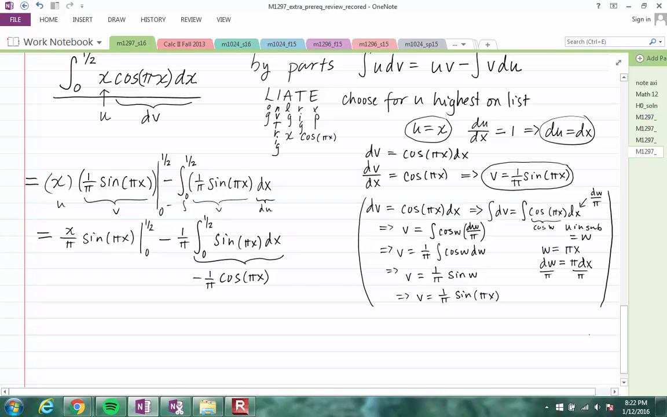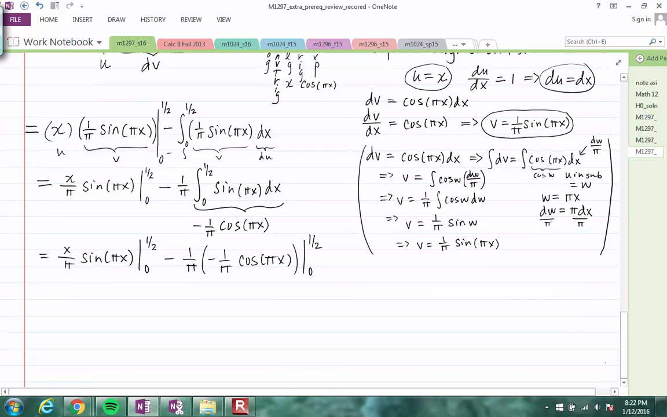Alright, time to put this stuff together. x over pi times sine of pi x. Got to evaluate that thing. Minus 1 over pi times negative 1 over pi times cosine of pi x. And then we got to evaluate that from 0 to 1/2 as well. Simplify that a bit.